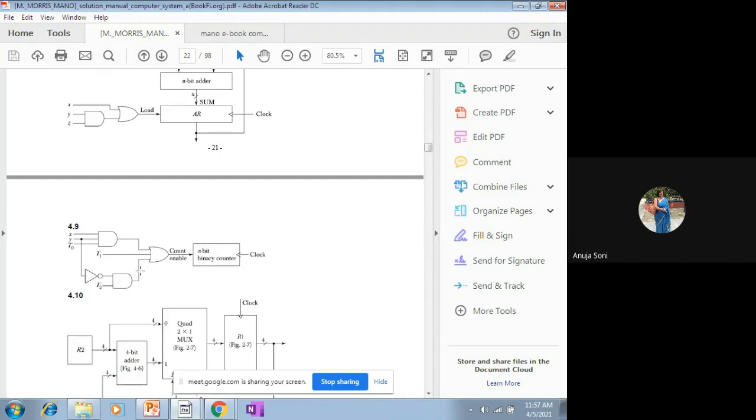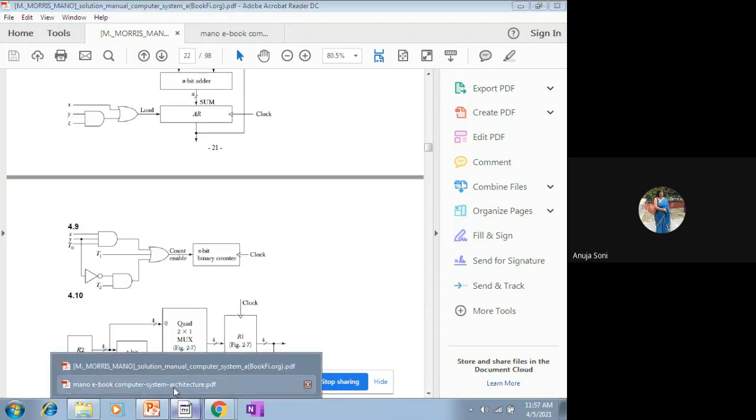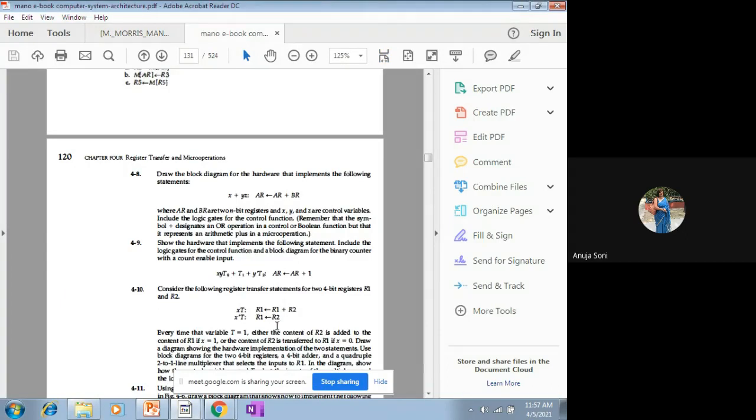So the logic circuit diagram of this control function needs to be connected directly to the binary counter in order to draw the entire diagram. So it will show the block diagram of the problem given in question number 4.9.